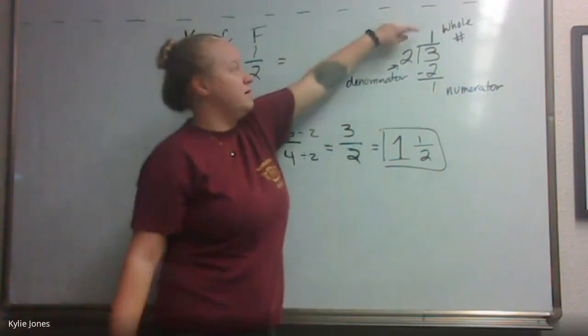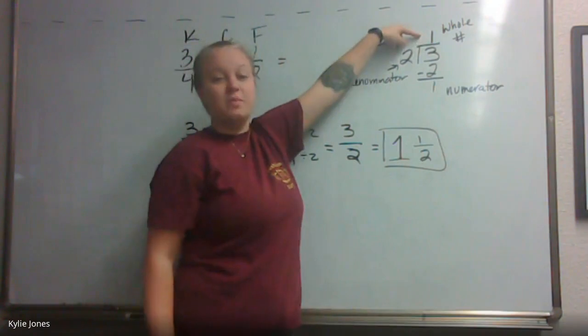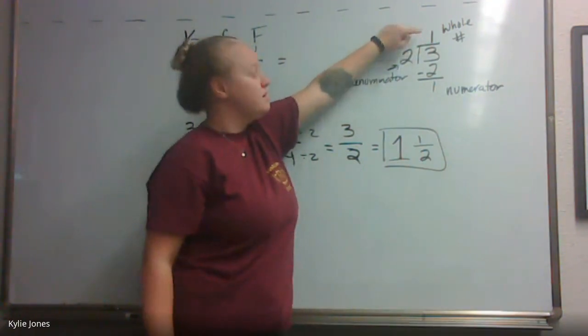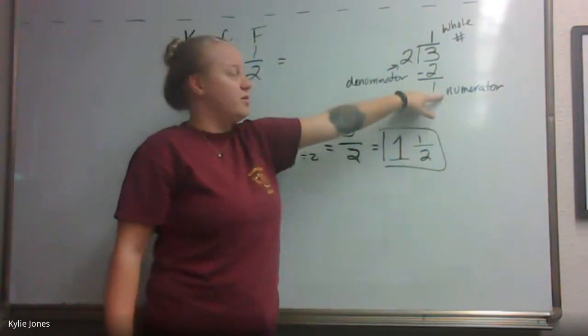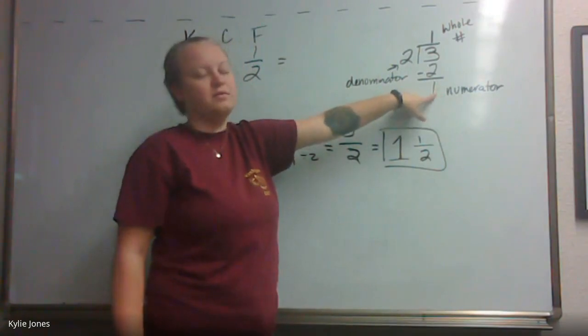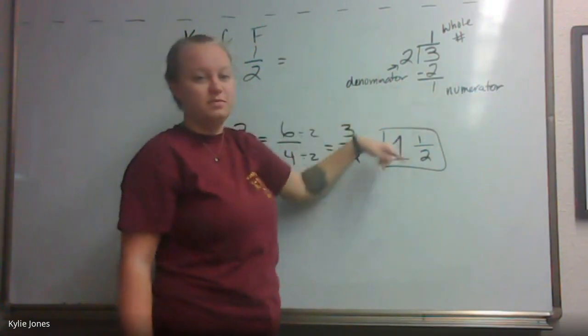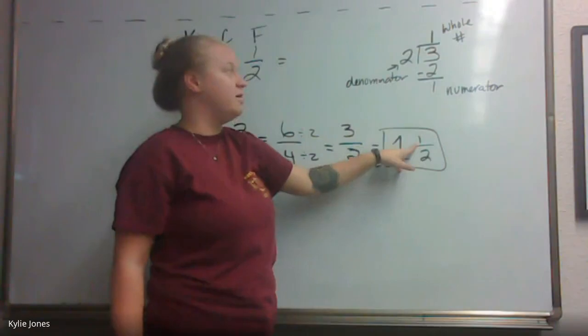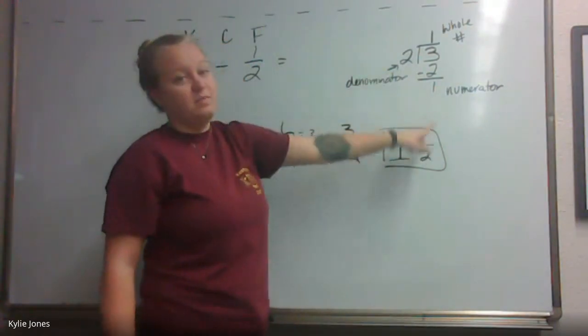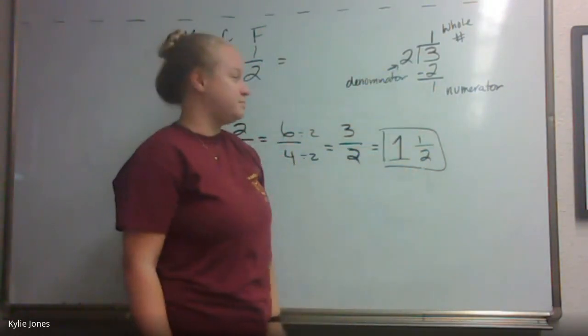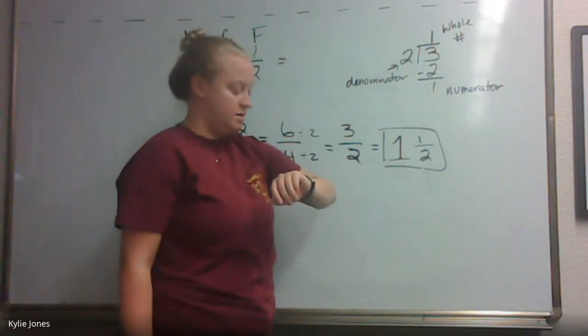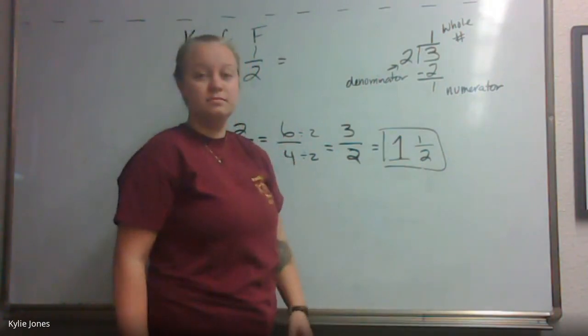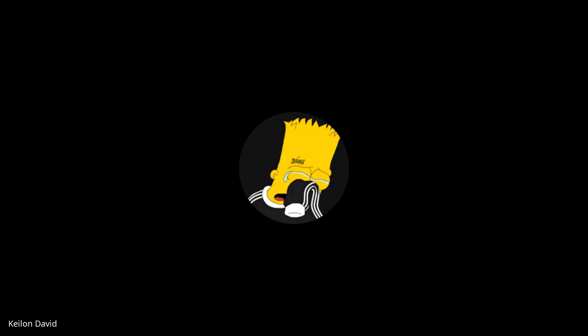Okay, so the 1 on top, the number of times that your number goes in completely, is your whole number. The remainder that's left over becomes your numerator. And then the number you're dividing by is your denominator. Okay? Do one more problem?